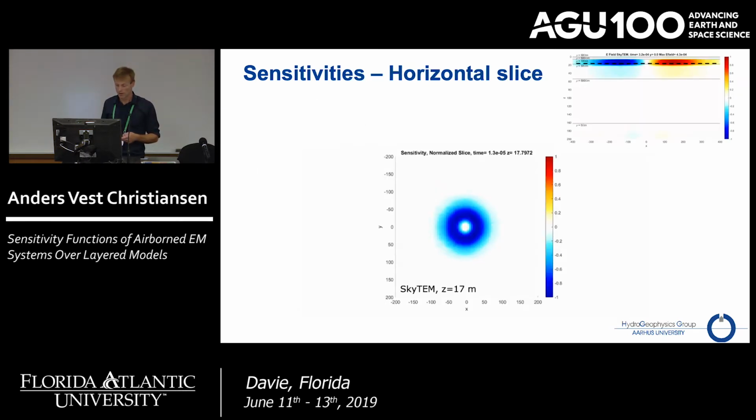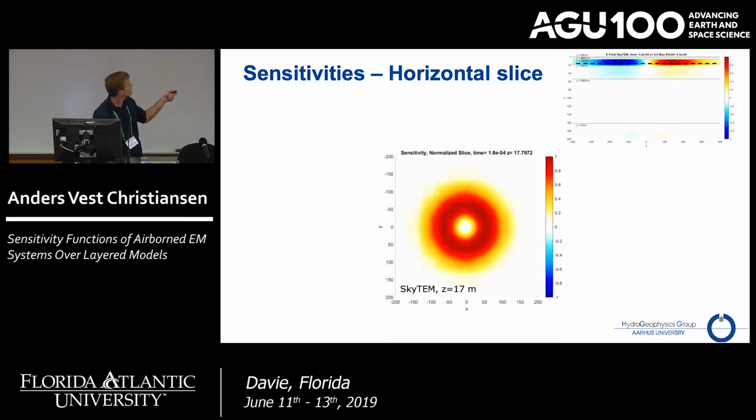So this is now SkyTEM at 17 meters depth, this depth slice, and now we see how the sensitivity at that depth evolves over time. What I want you to pay attention to here is that at later times you have this big red anomaly, or sensitivity distribution, but at early times it actually has the opposite sign. So you have negative sensitivity to the same layer where you have positive sensitivity at later times. That means that if you put in a positive anomaly, it'll affect your data negatively, and it'll do the opposite at later times.